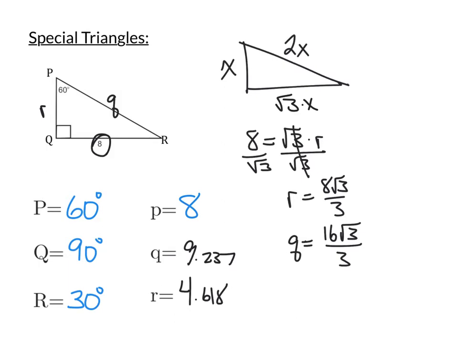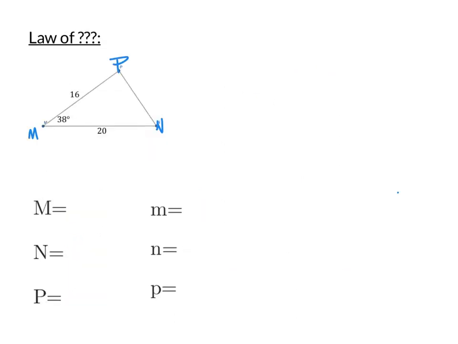But what about when we don't have a right triangle and we don't have a special triangle like 30, 60, 90 or 45, 45, 90? Then we need to use either the law of sines or the law of cosines. And what's going to determine that? It's based off of what we're given. So first, check out what you're given.